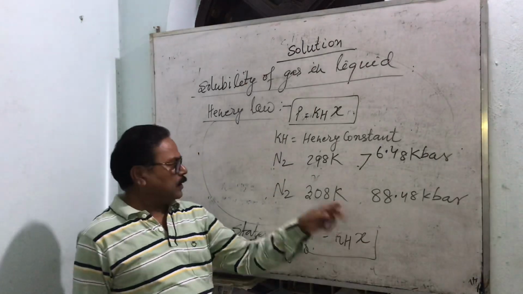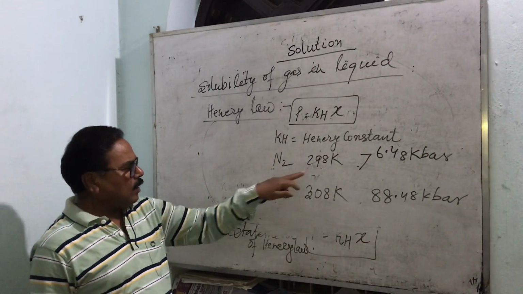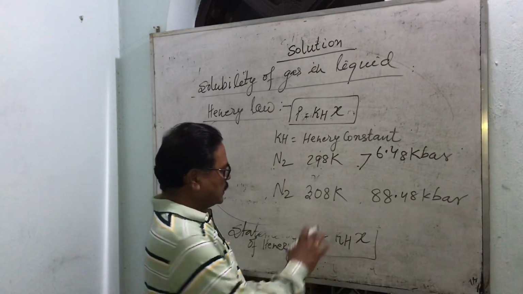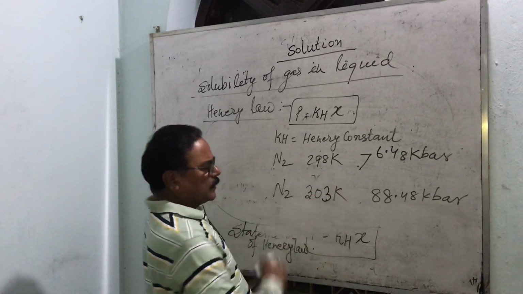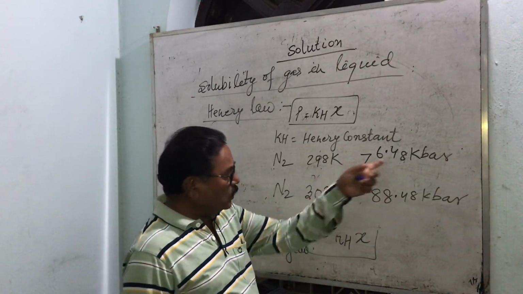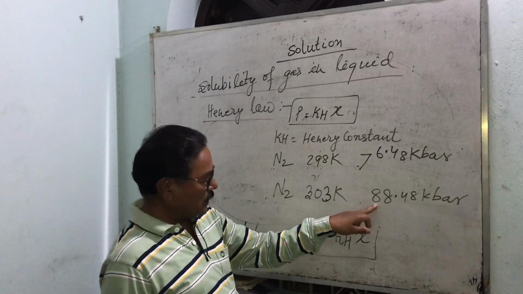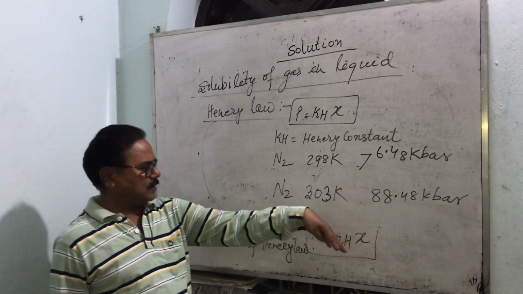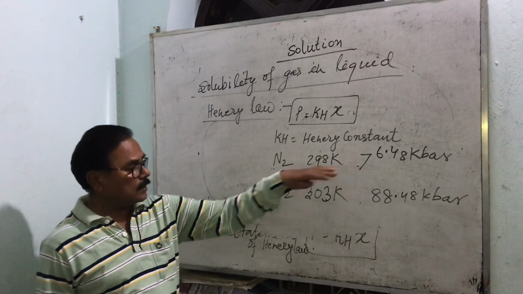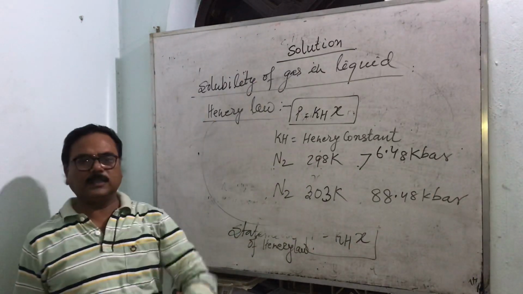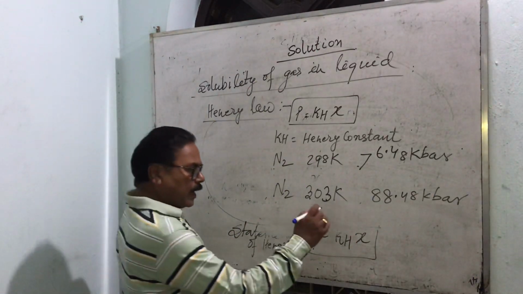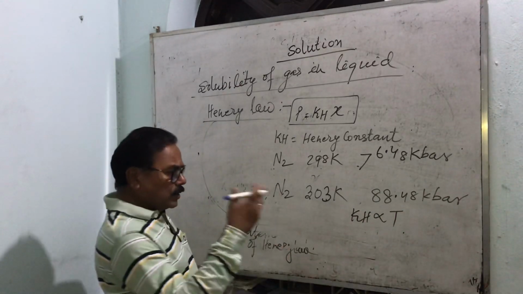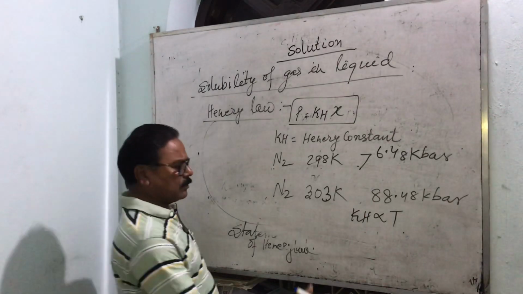What does it mean? If we consider the same gas at different temperatures, 303 Kelvin has a Henry constant value of 88.48. What this figure says is that on increasing temperature, the Henry constant increases. Now, KH is directly proportional to T. If the Henry constant increases, then what will happen?